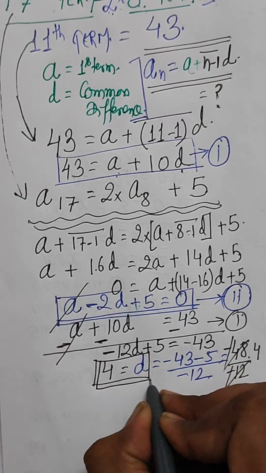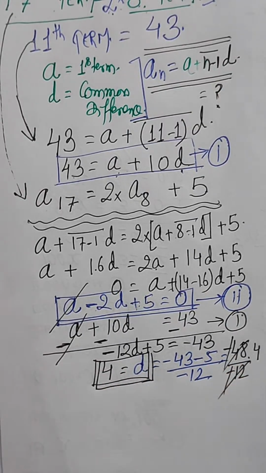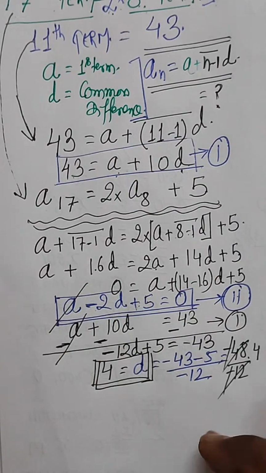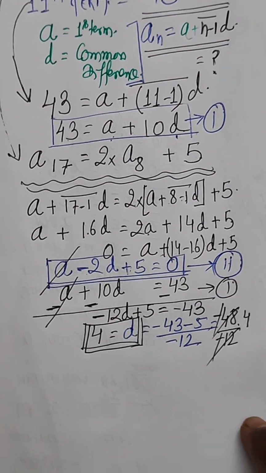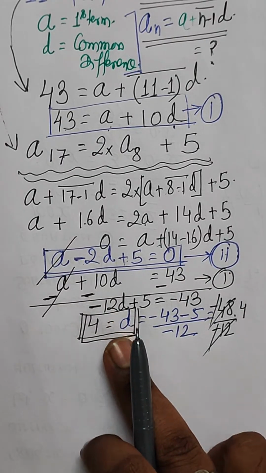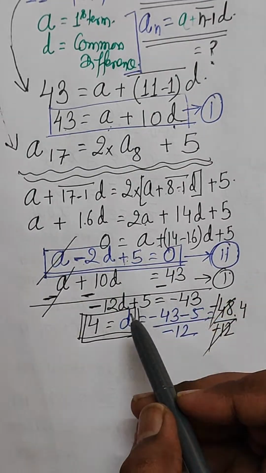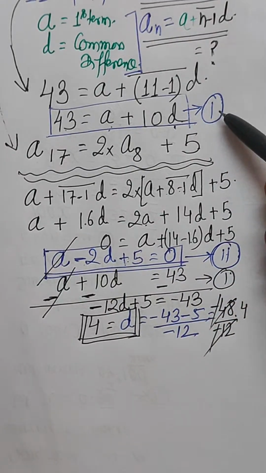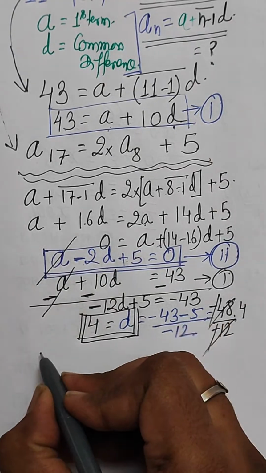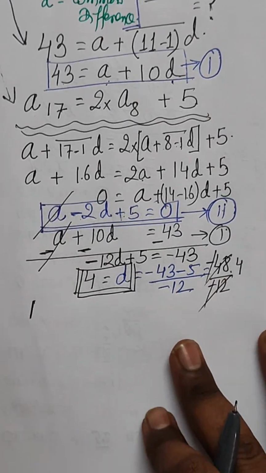The value of d is calculated, that is equal to 4, right? Now from here we can see, if d is 4, then what is the second thing? The a. We can find out the value of a. So from equation number 1, or let's say equation number 2, I am writing it here.